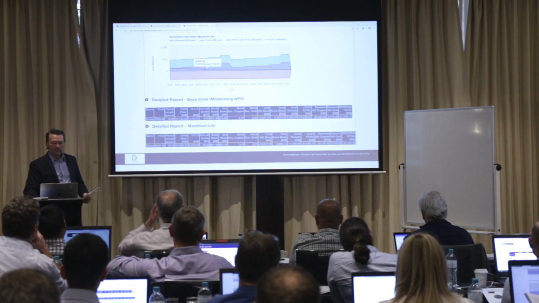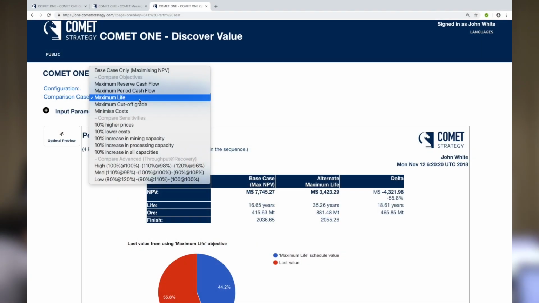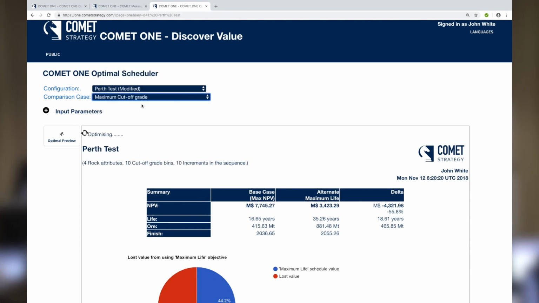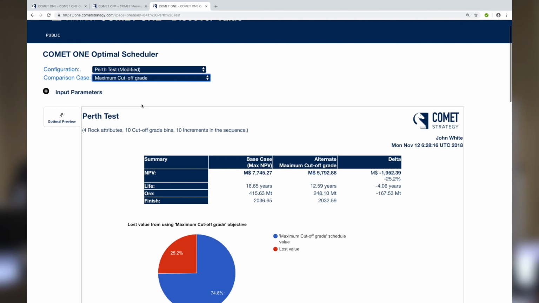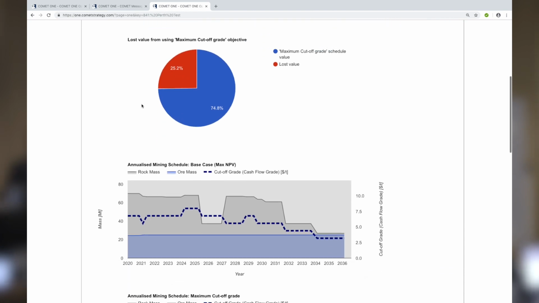The next one is another one of those slightly silly ones. We'll do it together. It's just maximizing the cut-off grade. Now, you can see that we've actually dropped a bit of value again, 25% value.